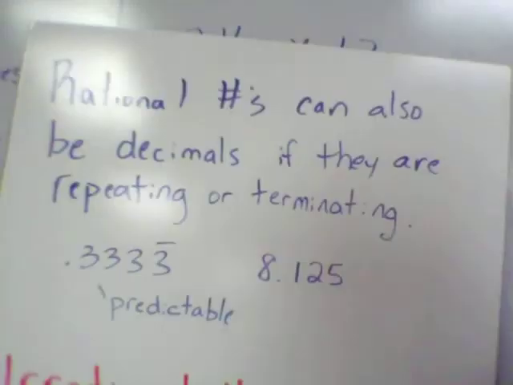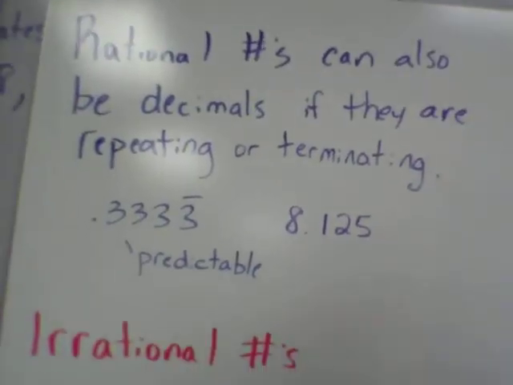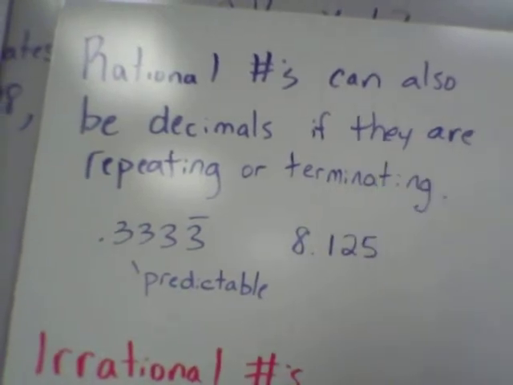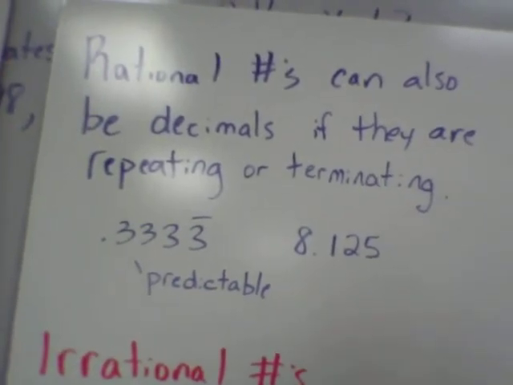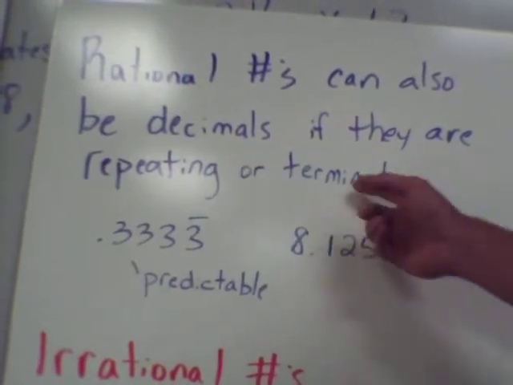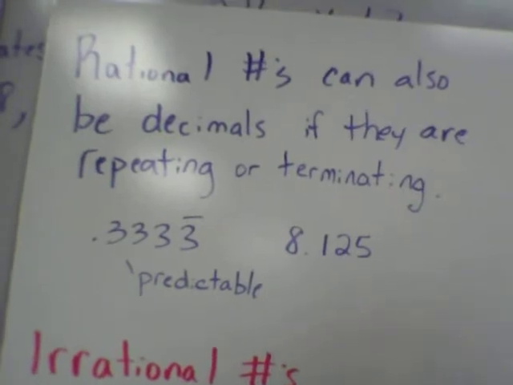Alright, slide this over for just a second. Rational numbers can also be decimals, but only if they are repeating or terminating. We talked about this on Wednesday. We know that a repeating decimal has a pattern. A terminating decimal, it ends, it terminates, it stops.